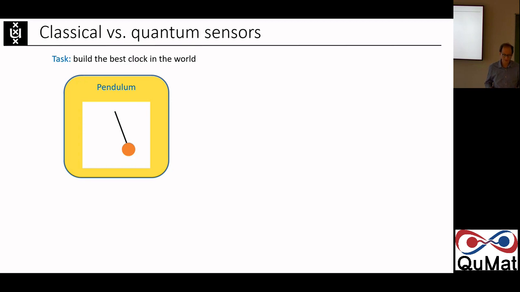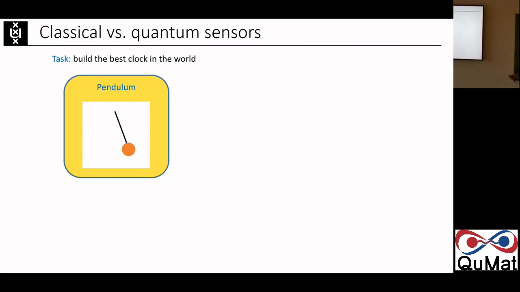And pendula are not really that great as references, because if you build a second pendulum, you can try as hard as you may. This is a macroscopic human-made object. You cannot reproduce it exactly, so the second pendulum swings with a slightly different frequency. And therefore, one day the king will be late for his appointment, and you are in trouble.